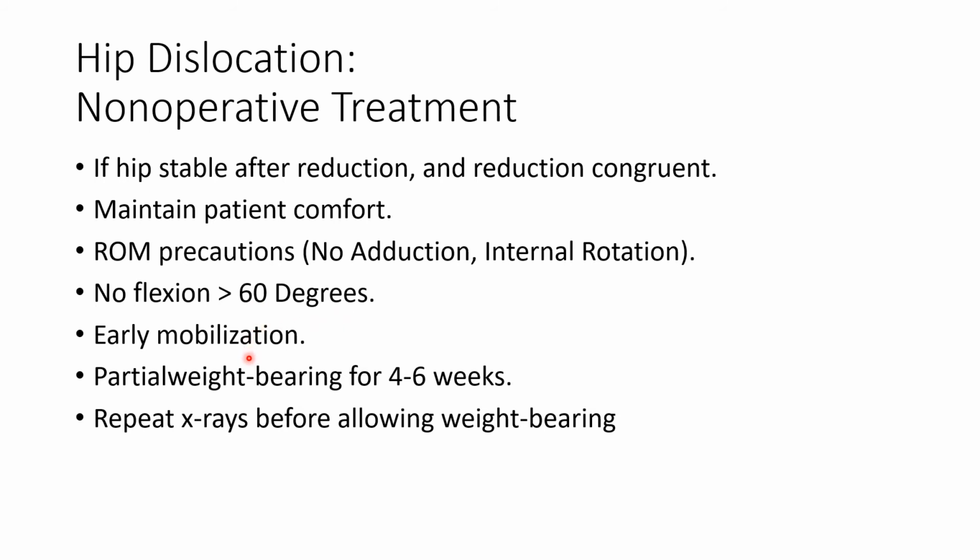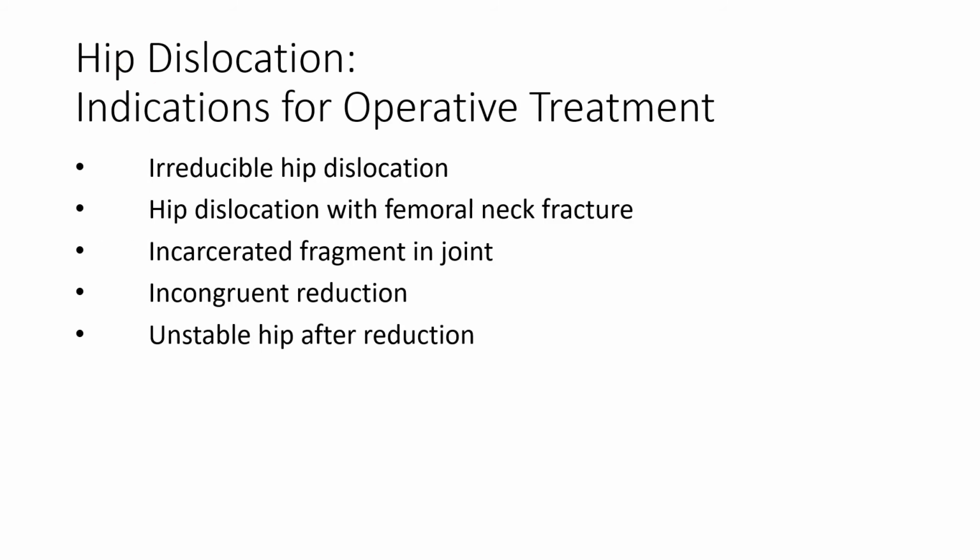We have to mobilize the patient early. We have to tell the patient to do partial weight bearing. Complete weight bearing is avoided for 4 to 6 weeks, and repeated x-rays are taken before allowing complete weight bearing. So if the closed reduction method fails, then we can go for operative treatment.